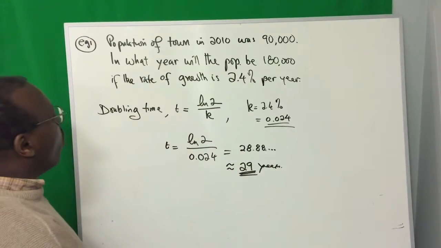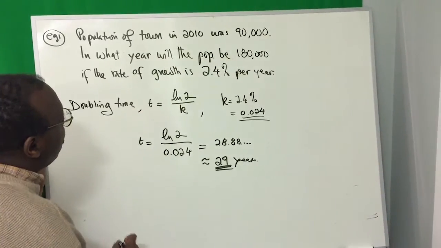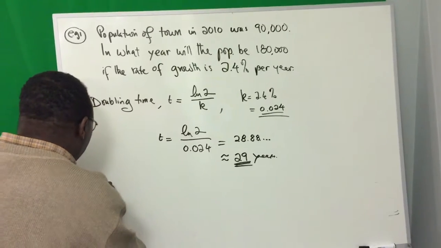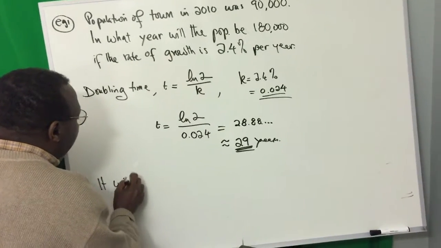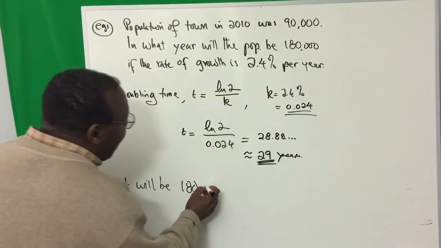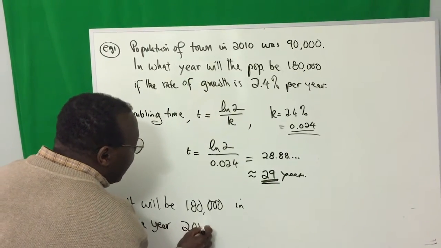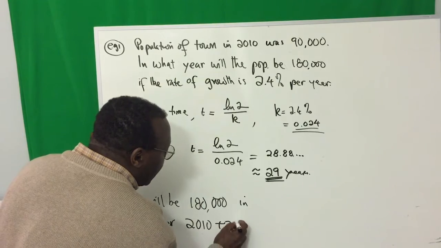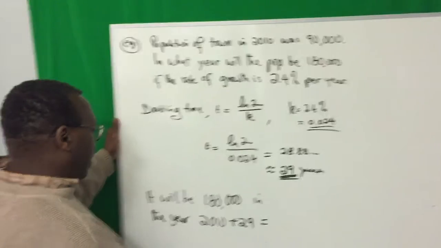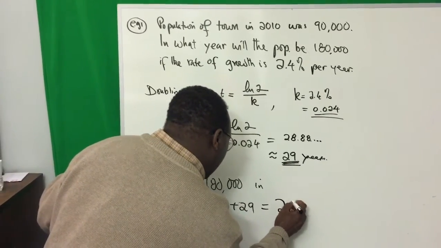So the question is, in what year will the population be 180,000? Initial population was 90,000 in the year 2010. Then the population will be 180,000 in the year 2010 plus 29. So we get here, to be 180,000 in the year 2039.